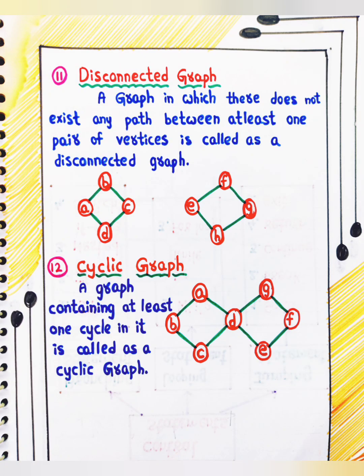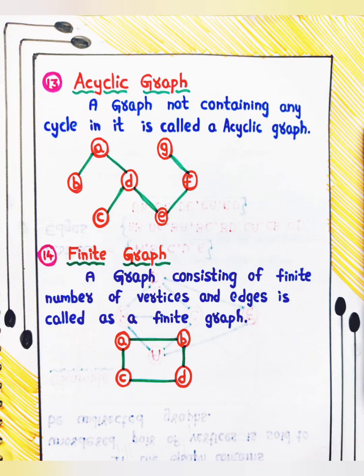11th one, disconnected graph. A graph in which there does not exist any path between at least one pair of vertices is called a disconnected graph. Below we can see the disconnected graph examples. 12th one, cyclic graph. A graph containing at least one cycle in it is called a cyclic graph. We can see the cyclic graph example.